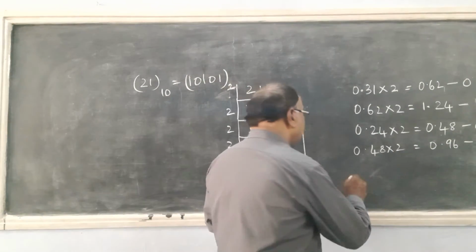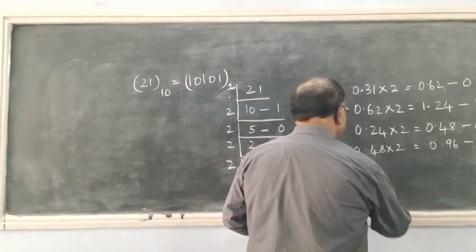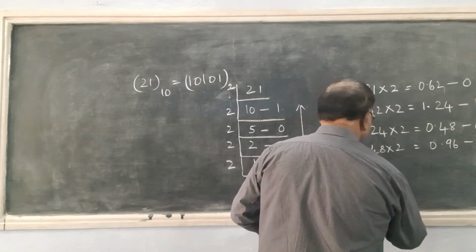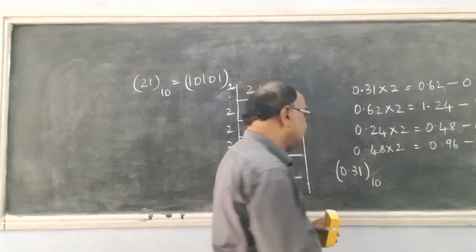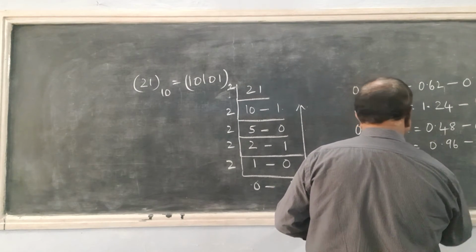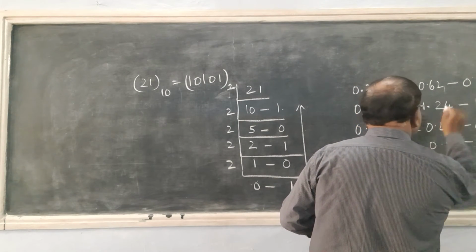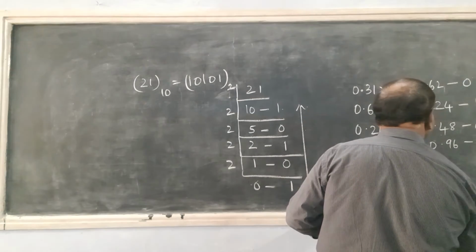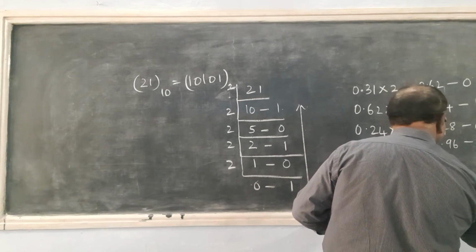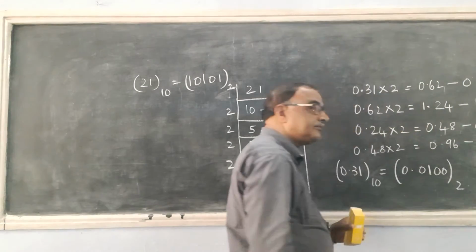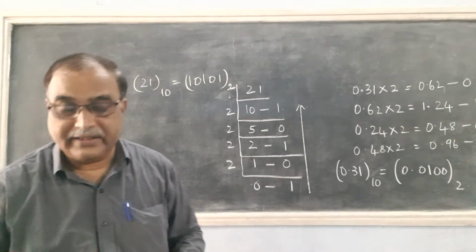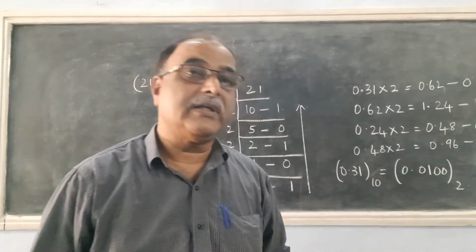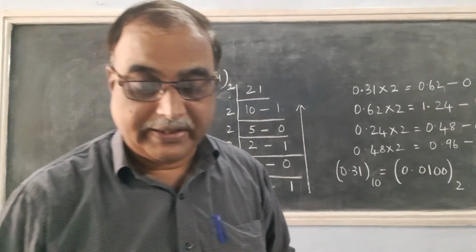So 0.31 in the decimal number system can be represented as 0.0100 in binary. So this is how you can convert a decimal number into a binary number.